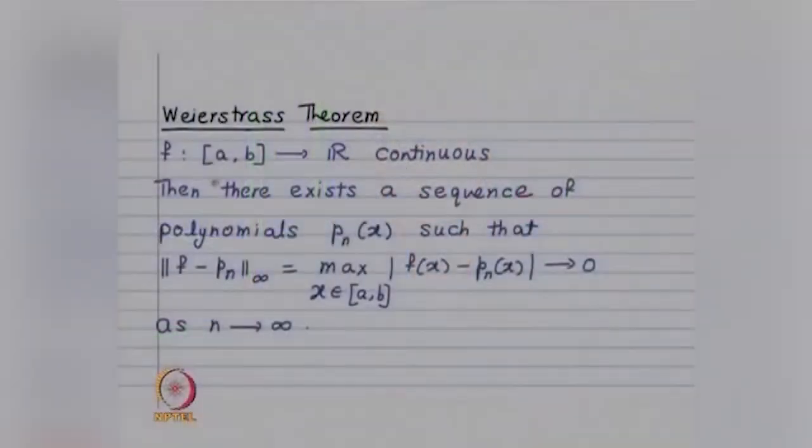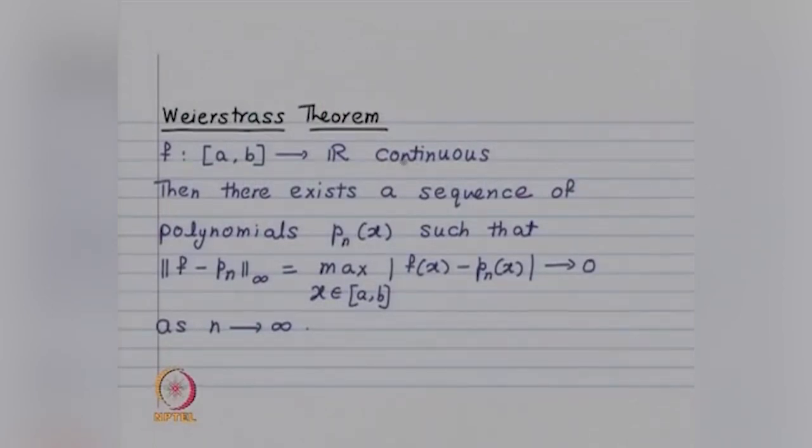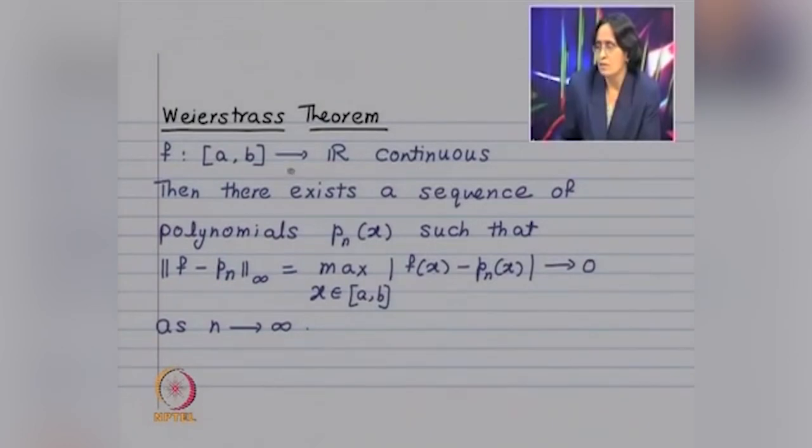If a function is continuous on the closed interval [a, b], then there exists a sequence of polynomials p_n converging to f in the uniform norm. So, here is the Weierstrass theorem. If f is a real valued function which is continuous, then there exists a sequence of polynomials p_n(x) such that the norm of f minus p_n, infinity norm, tends to 0 as n tends to infinity. In contrast to Taylor's theorem, where we had approximation in the neighborhood of c, here you have approximation over the whole interval [a, b].